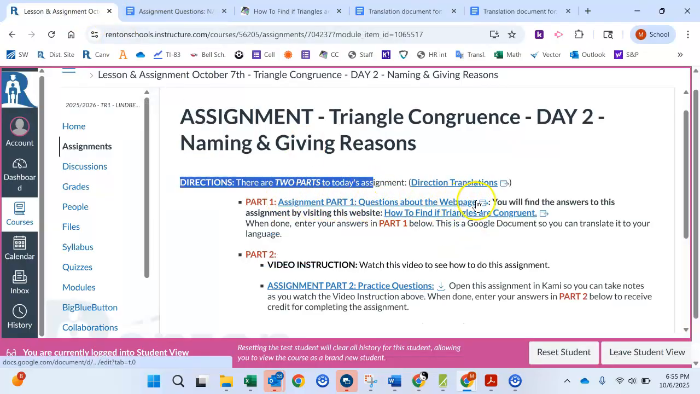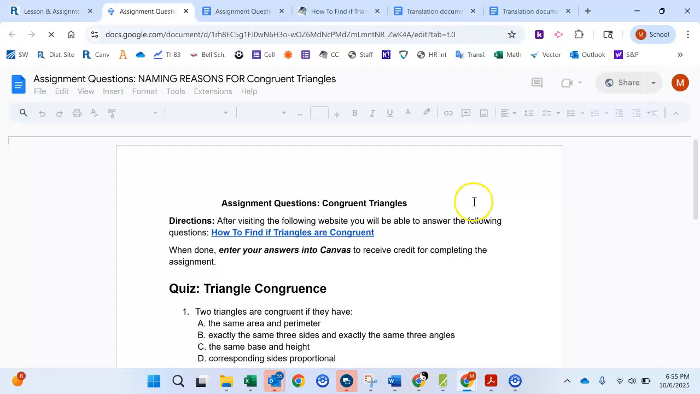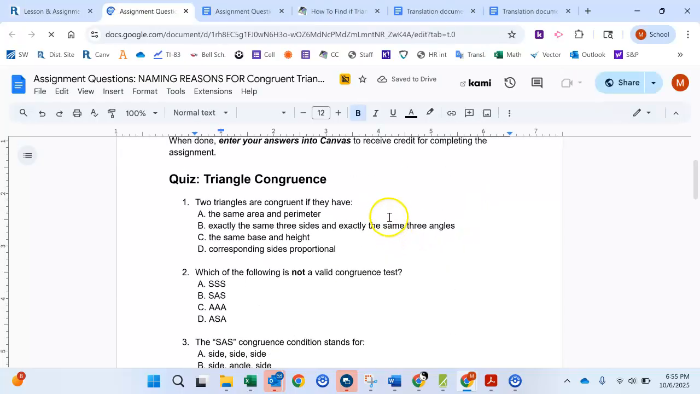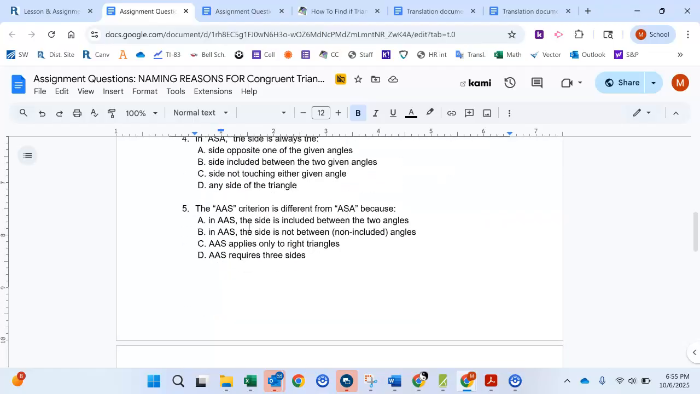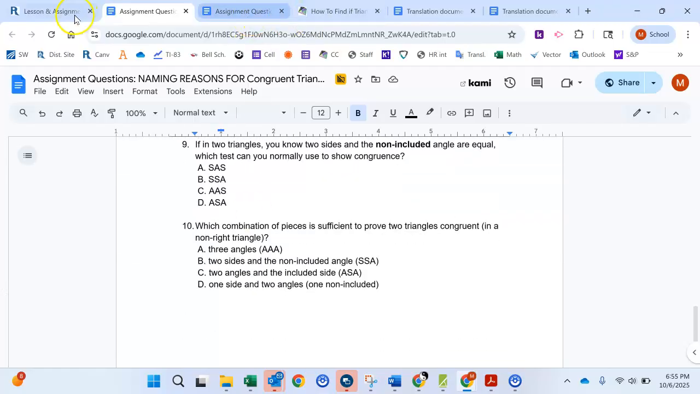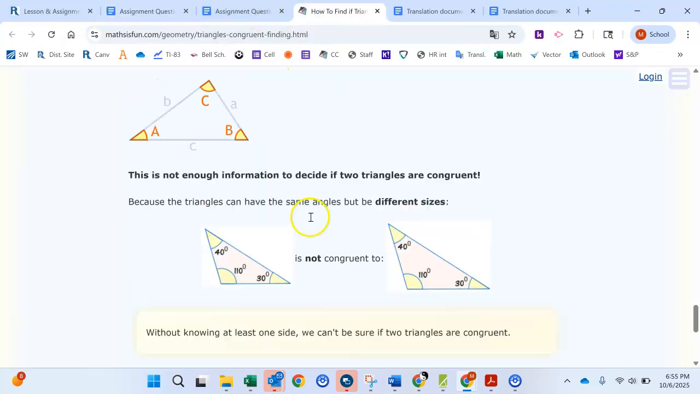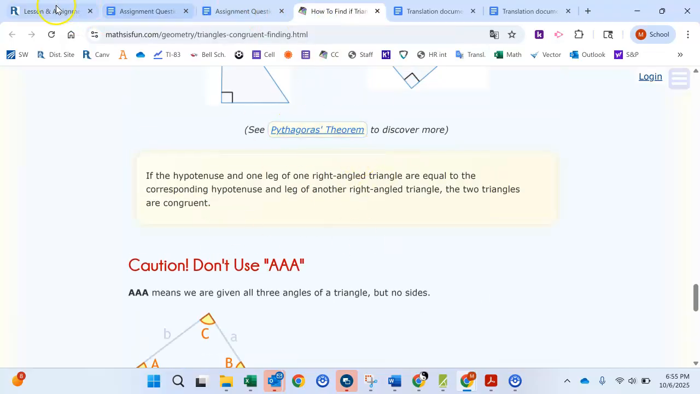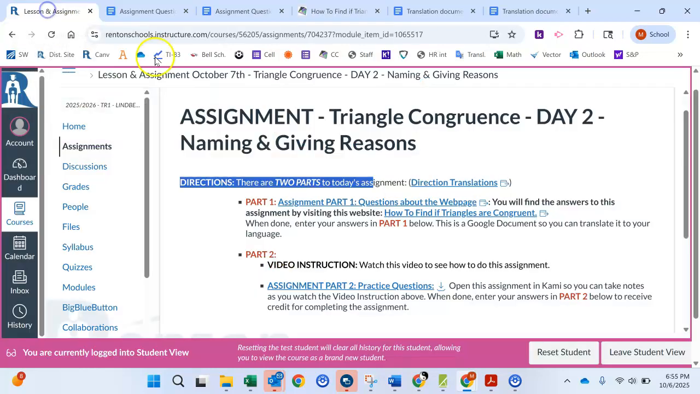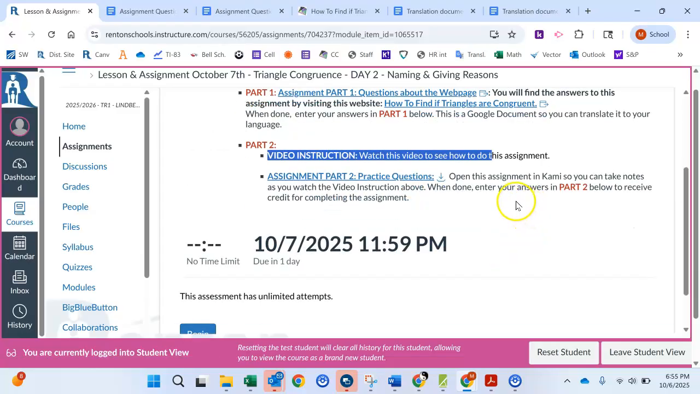When you're going through this, you're going to do this assignment right here. It will have the questions that you're going to answer as you go through this website: question 1, 2, 3, 4. It will give you the information you need. It'll also give you the information for part 2, where you're going to have practice questions, and that's why you're watching this video right now about how to do that.